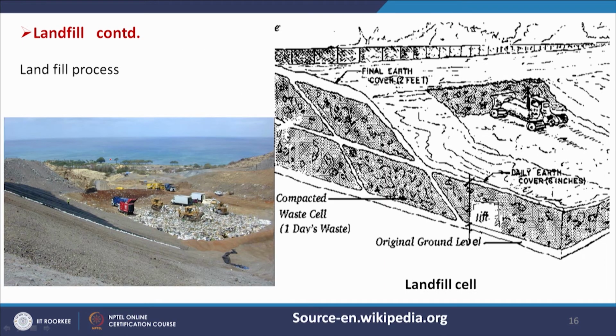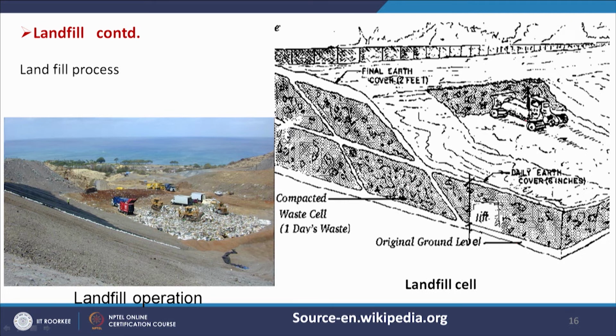And if we see the landfill process here, you see the residual material is collected and then put in the lowland, and it will be covered with soil. As shown here, this is the original ground level. So, this is the compacted waste cell, where waste material is compacted.